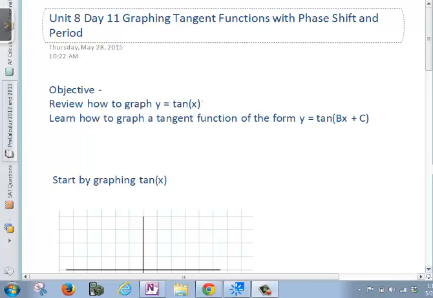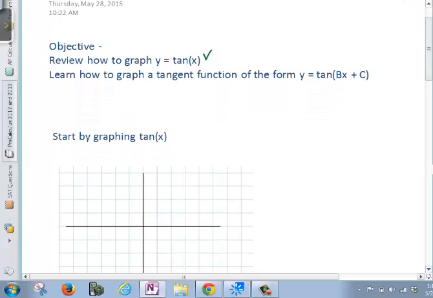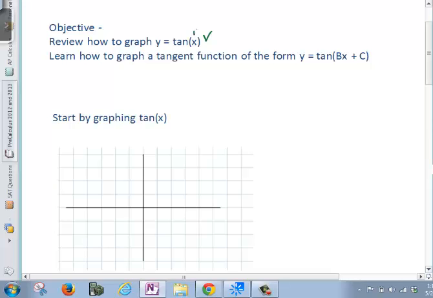Hello everybody. This video is to help us with understanding how to graph tangent functions with a phase shift and a period. So what we're going to first do is review how to graph the tangent function, just a basic tangent function, and then we're going to expand that. This tangent function does not have a period change or a phase shift, so it's going to just be a very basic tangent function.